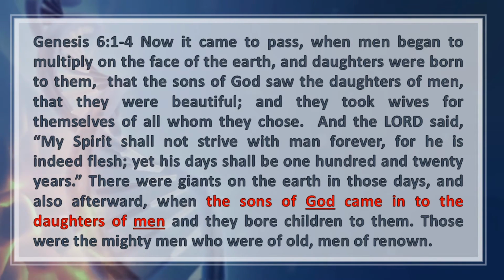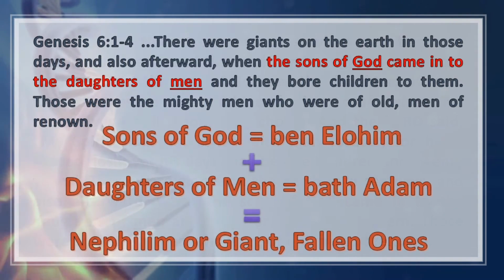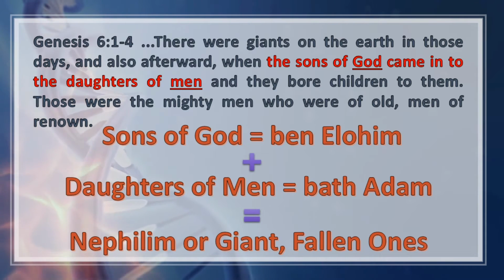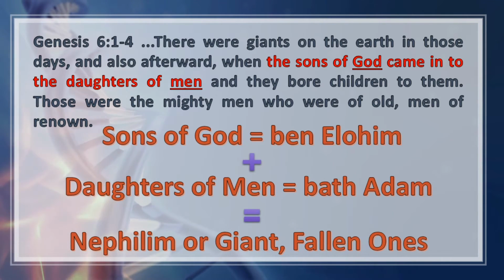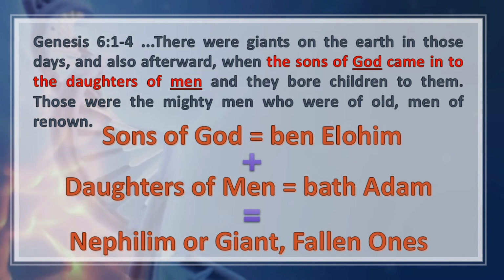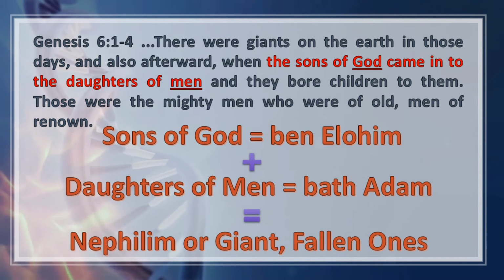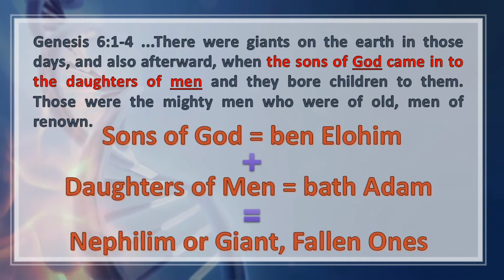And we should remember this fact as we consider who the sons of God were. The phrase sons of God is literally the sons of Elohim. And Elohim means God. The phrase daughters of men is literally the daughters of Adam. So that is self-evident.